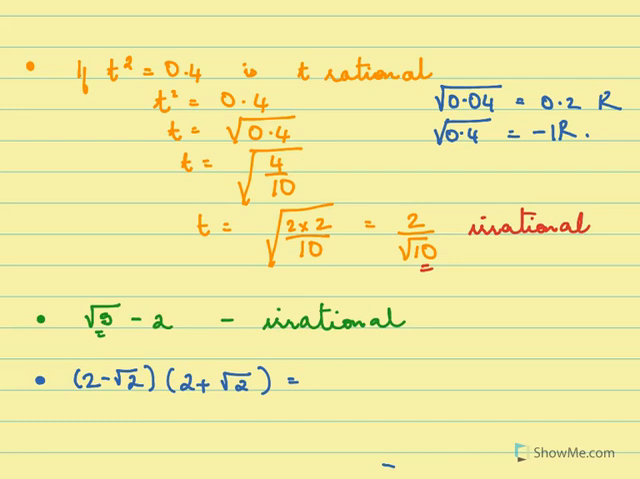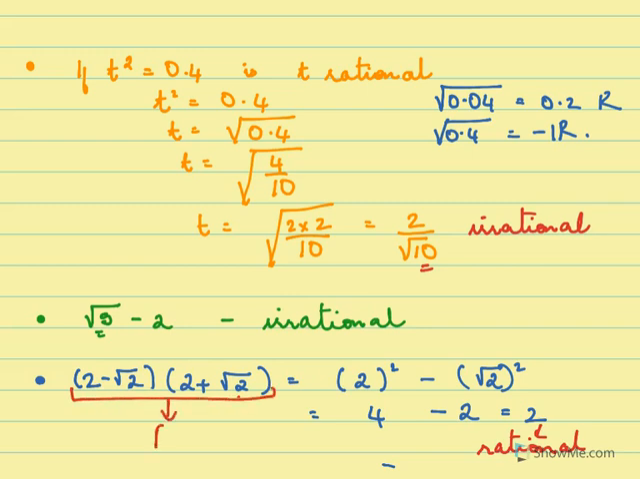For the next one, 2 minus root 2, 2 plus root 2. So here we have a plus b and a minus b. So that will be a square minus b square. This is the a and b. So this would be now 2 square, 4, minus under root 2 into under root 2 is 2. And the answer will be 2. And 2 we know is rational. So this whole number is rational. So we can say this number on multiplication will be rational.